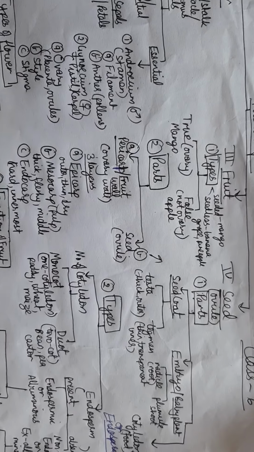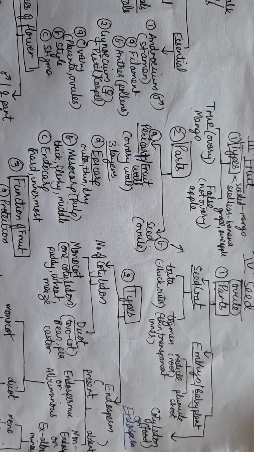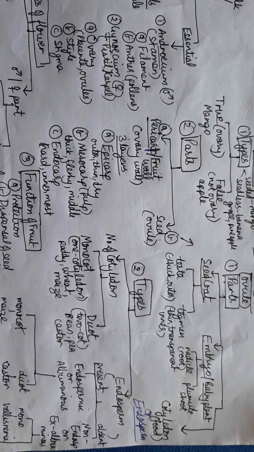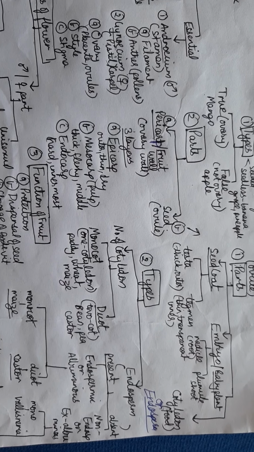Last part is the seed. Seed is formed from the ovule, and the parts are seed coat, embryo or baby plant, and cotyledon or endosperm. Endosperm is the food for monocots.